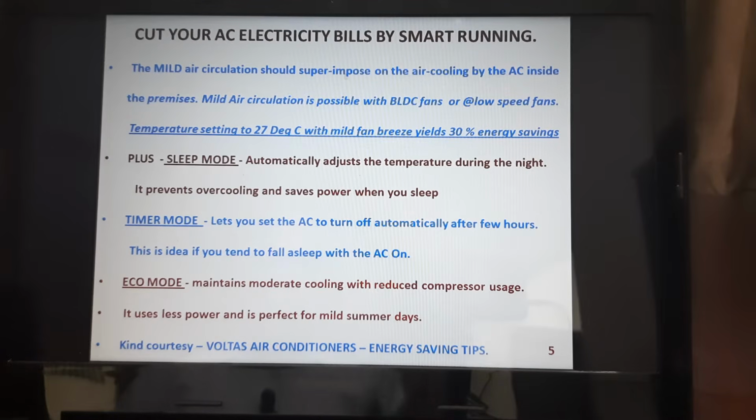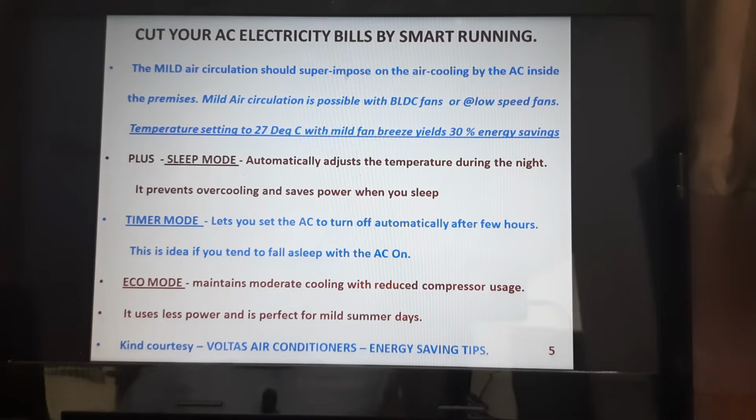Normally people use the timer mode also, where you can just set your timer in the AC, say 4 hours or 5 hours, and it will switch off by itself automatically after a few hours. The idea is to let you fall asleep even when the AC is on, but still the air conditioning effect is sustained in your premises as such.